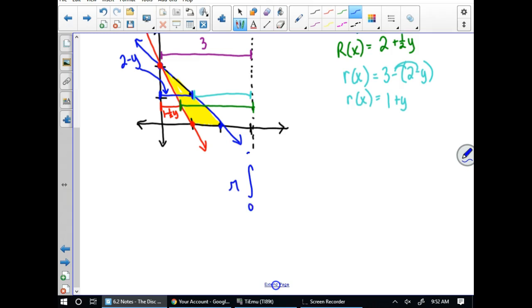0 to 2, and those limits come from our y-axis here, okay? Not our x-axis, but our y-axis. So 0 to 2, and then we'll have 2 plus 1/2 y squared minus 1 plus y squared, and we'll put a dy over here on the end.